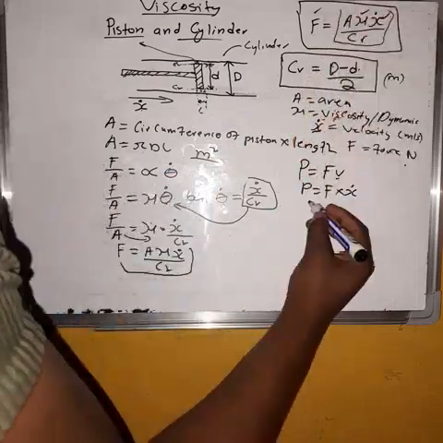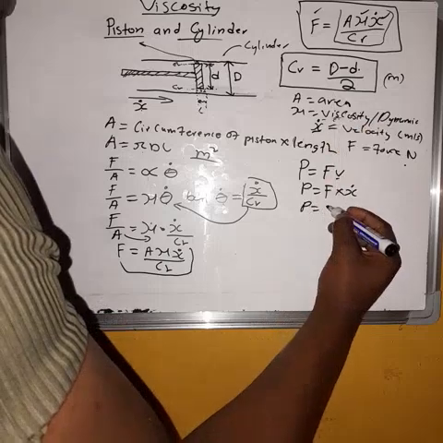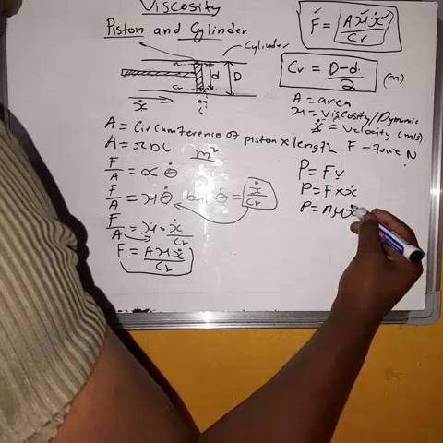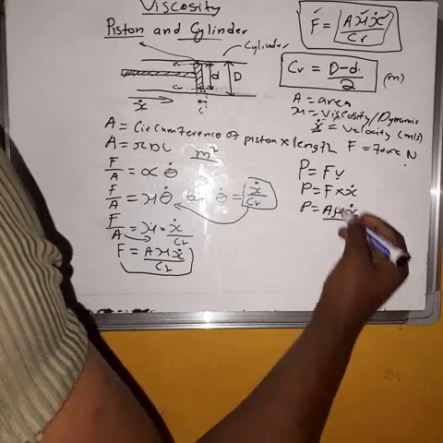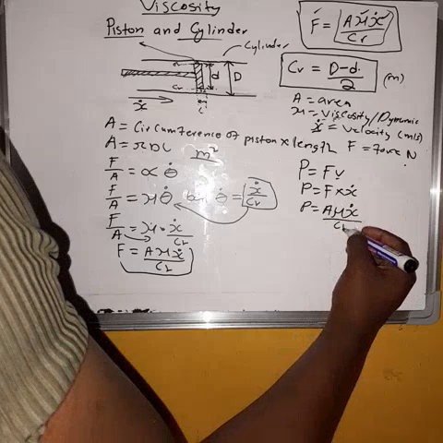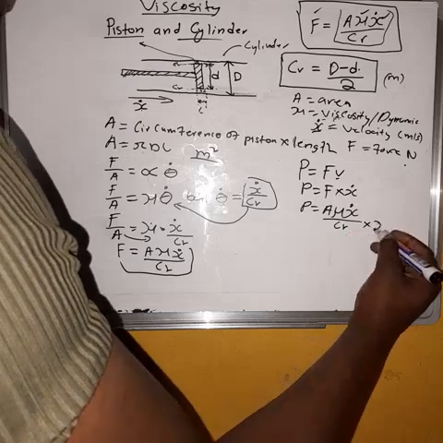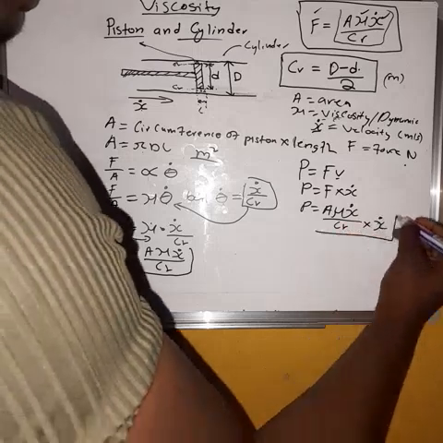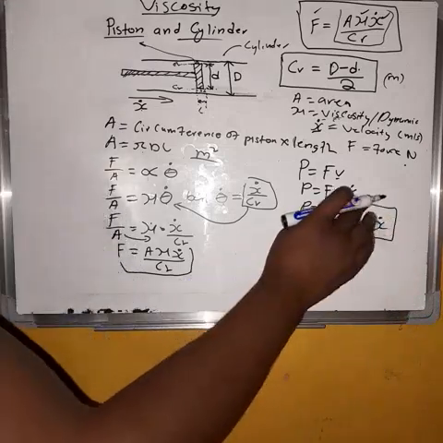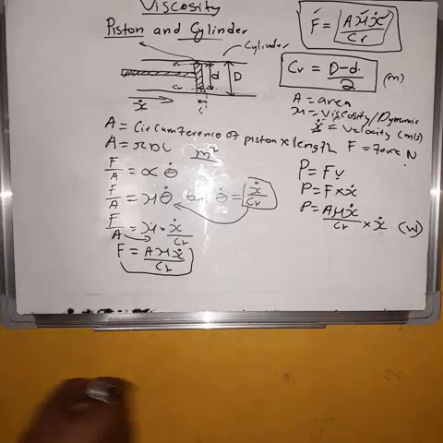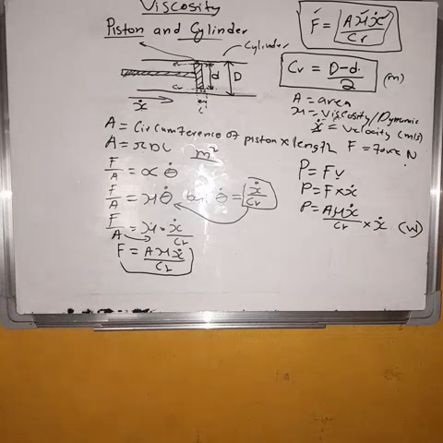Force is the whole of this thing. We know that the force is area multiplied by the dynamic coefficient of viscosity, multiplied by velocity, over clearance. This is what it is. Power is measured in watts, always. So this is what you're supposed to know.